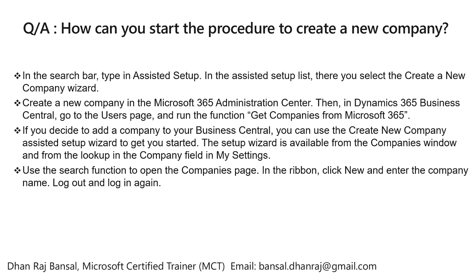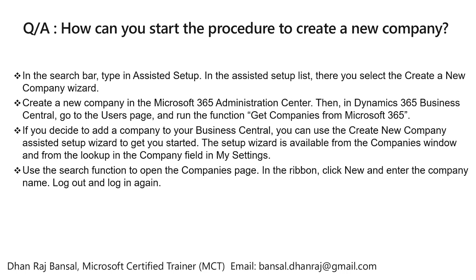How can you start the procedure to create a new company? Four options are given over here. In the search bar, type in assisted setup. In the assisted setup list, select create a new company. The second option is create a new company in Microsoft 365 Administration Center. Then in Business Central, go to the users page and run the function get companies from Microsoft 365. We know the second option is not valid. The first one looks like a valid option, but the second is definitely not valid.